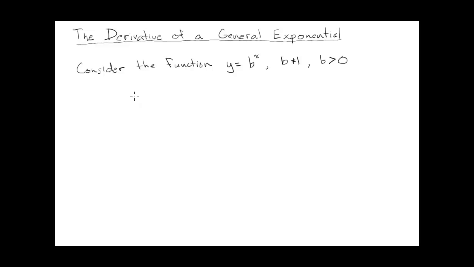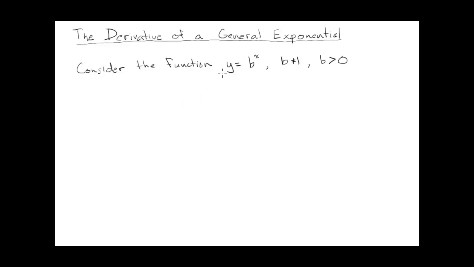Alright, in this video we're going to come up with a rule for the derivative of a general exponential function. So consider the function y equals b to the power of x, where b can't be 1 and b has to be a positive number. In the previous video we came up with the rule for the derivative of the general logarithmic function.